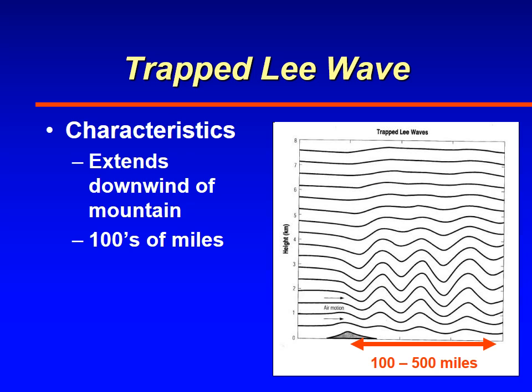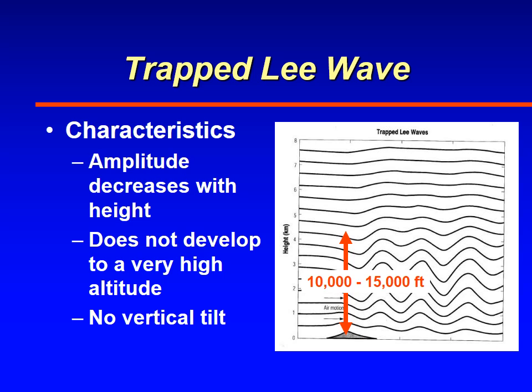Now, these waves are typically the ones that pilots are taught in their ground school classes. These are mountain waves that extend hundreds of miles downwind of a mountain, but they don't go very high, typically only a few thousand feet above the mountaintop, and they stay up to usually mid-altitudes, maybe 10 to 15,000 feet. And of course, there is no vertical tilt with the wave like you saw with a vertically propagating wave.